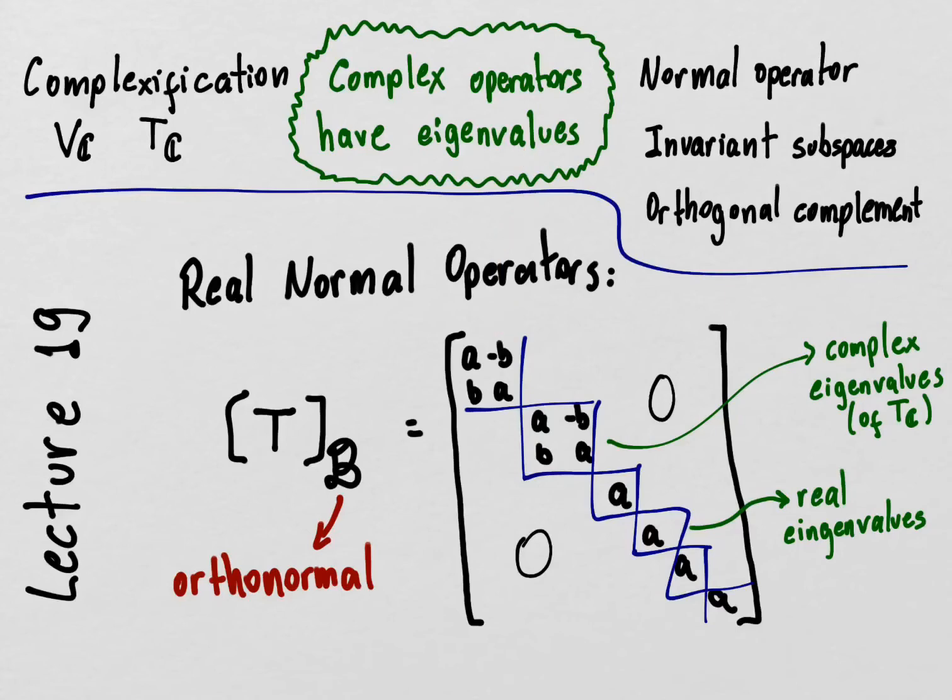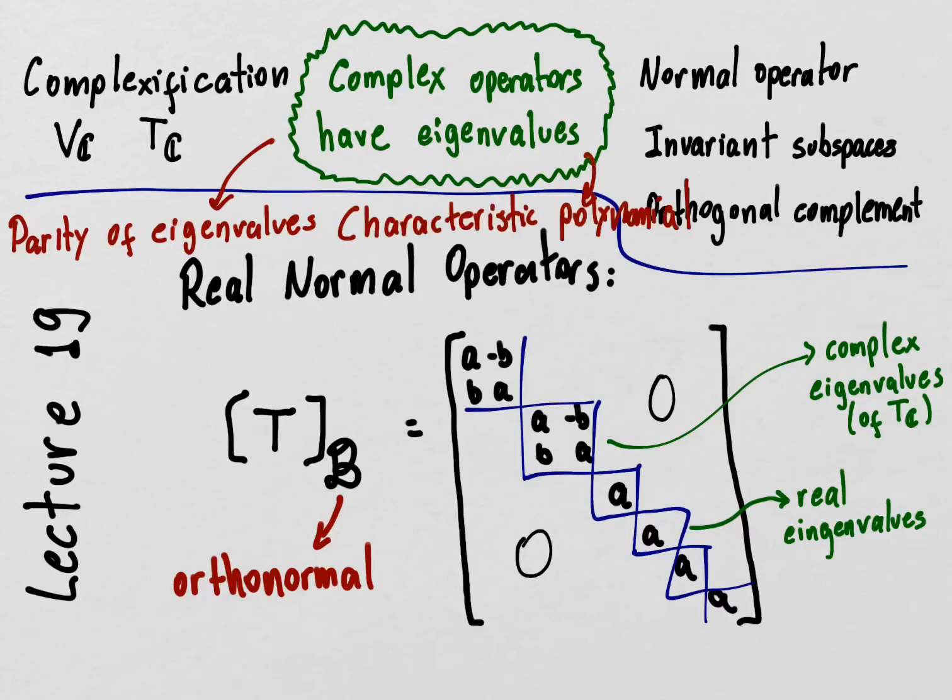But it's of course good to point out that we've been able to say something about the parity of eigenvalues, to define the characteristic polynomial of real operators, and to prove the Cayley-Hamilton theorem from there, using also complexification already.